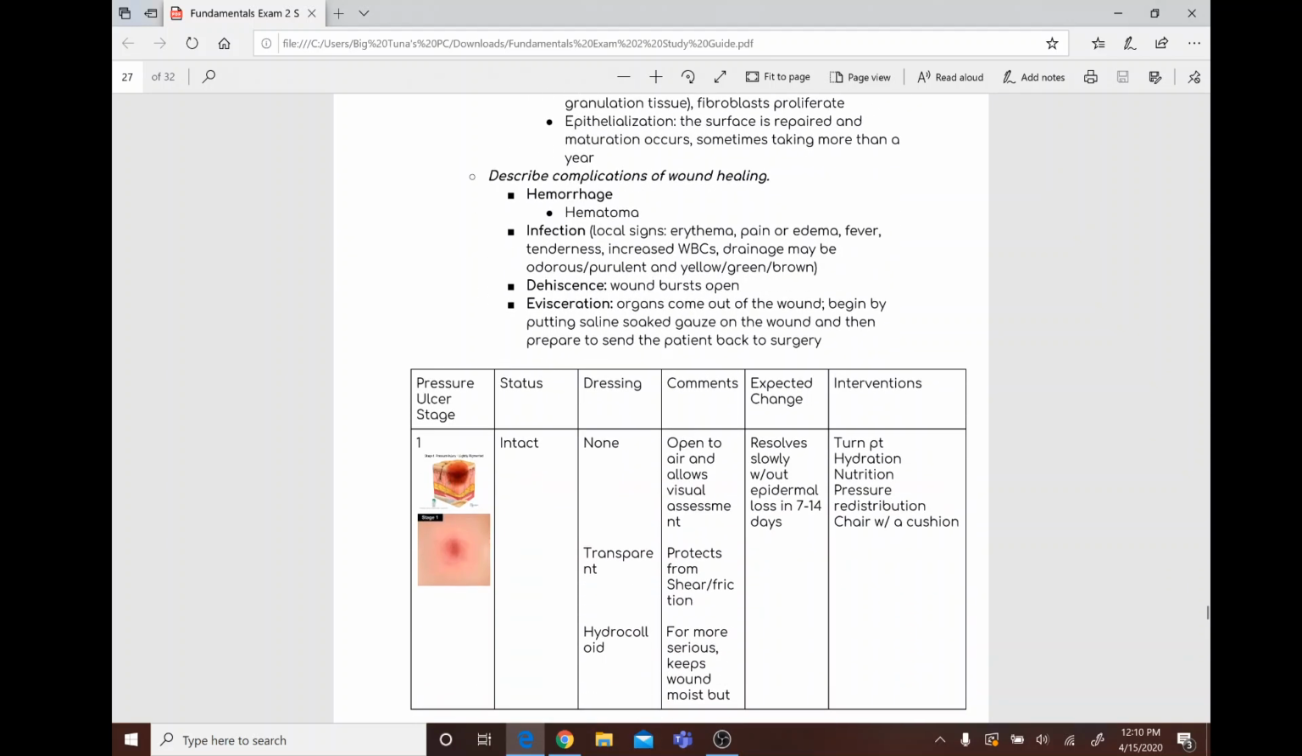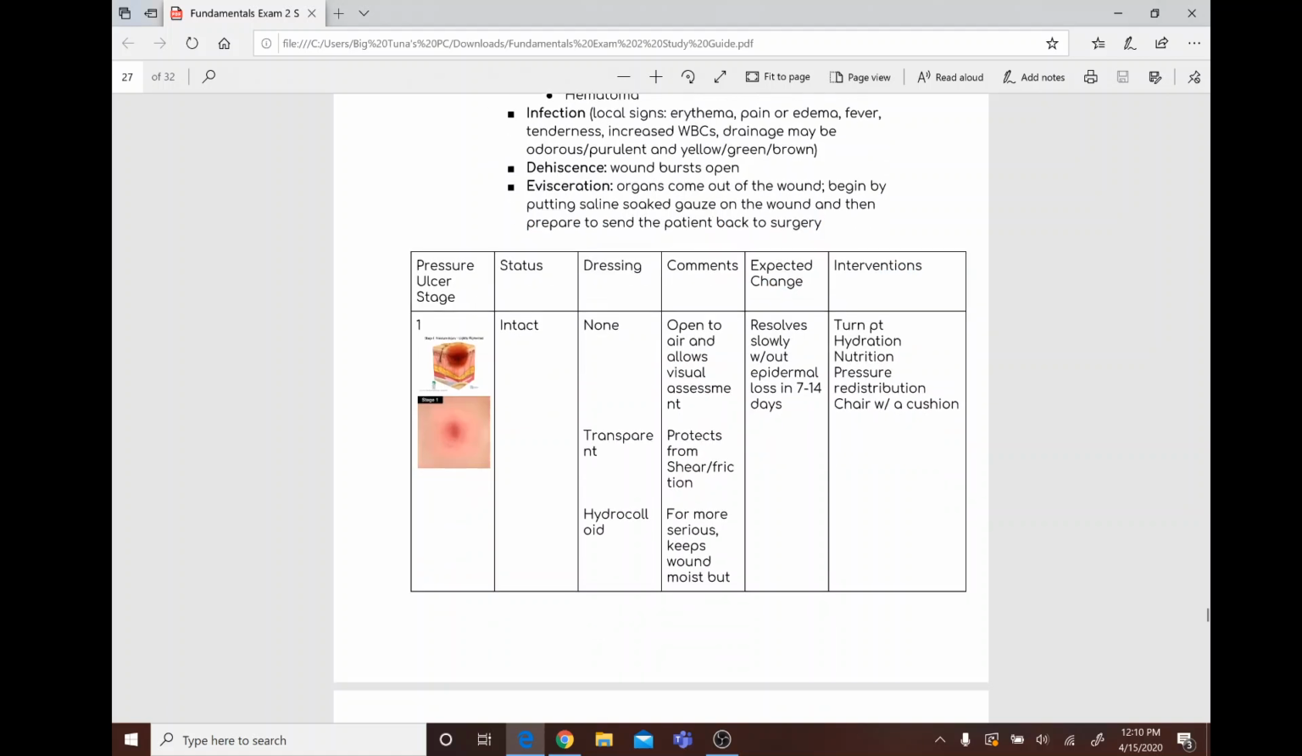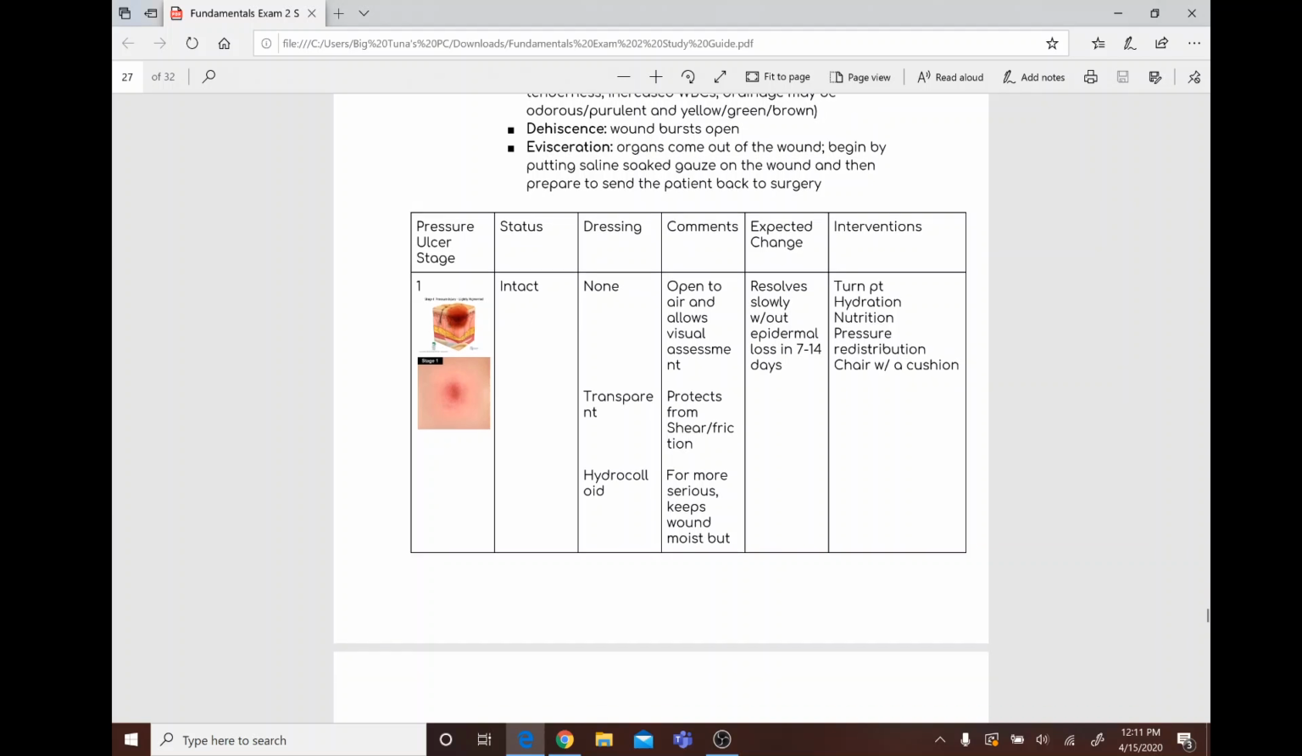Alright, then complications of wound healing: hemorrhage, maybe infections, dehiscence, where the wound bursts open, and evisceration, where the wound opens up but then the organs come out too, which is crazy. So you want to begin by putting saline soaked gauze in the wound and then preparing to send the patient back to surgery.